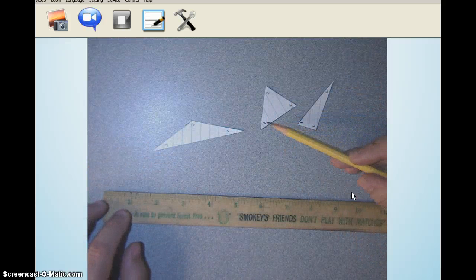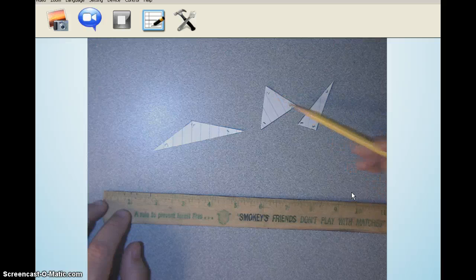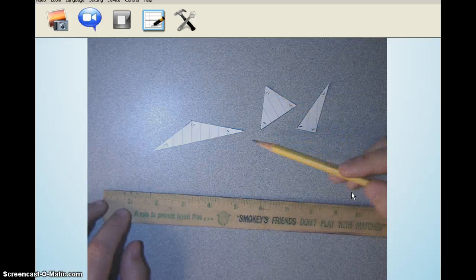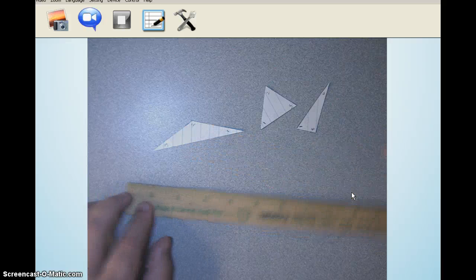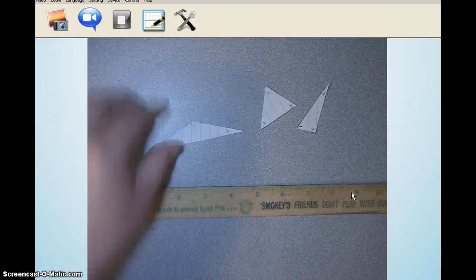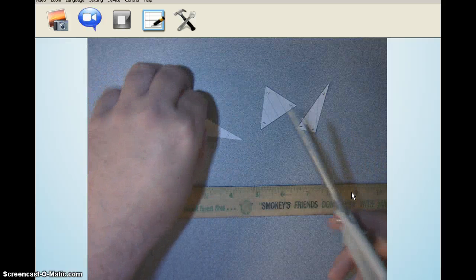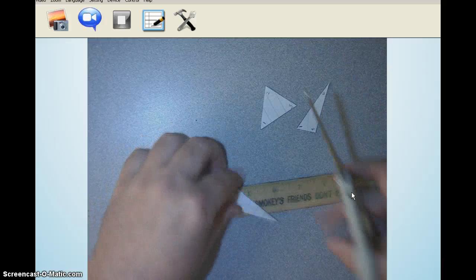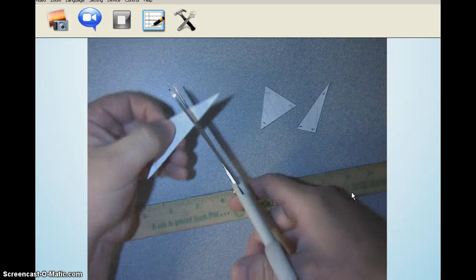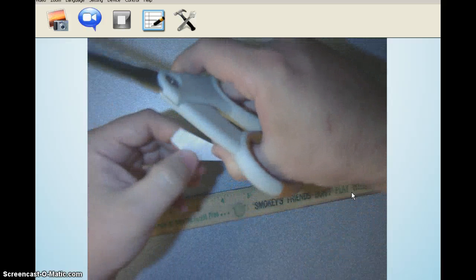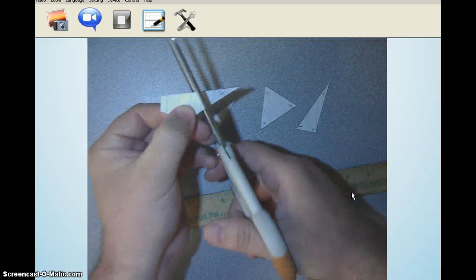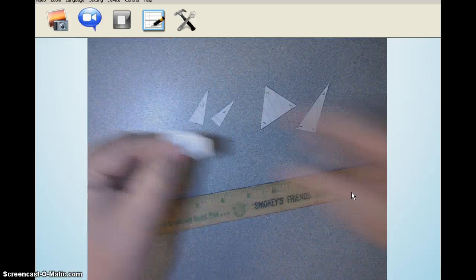I've kind of marked them 1, 2, and 3 in each of these corners. 1, 2, and 3. I don't know if you can see that or not, but 1, 2, and 3. And now I'm going to do something that I hate to do actually, because these are nice little triangles, but I am going to cut them apart into pieces. So I'm taking my first triangle here, and I'm going to cut off angle 1, and I'm going to cut off angle 3, and that leaves me with angle 2.